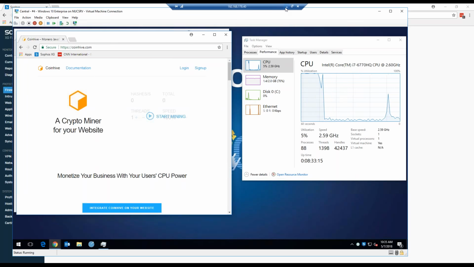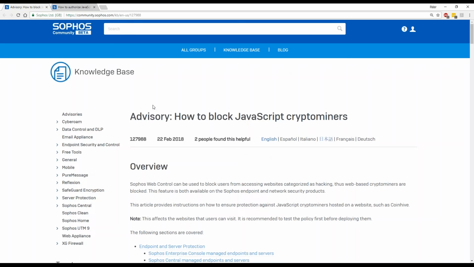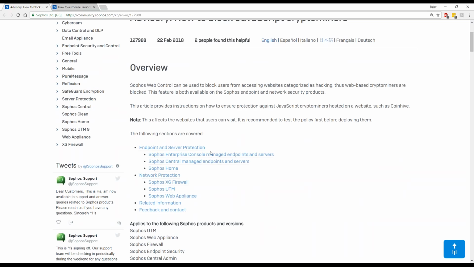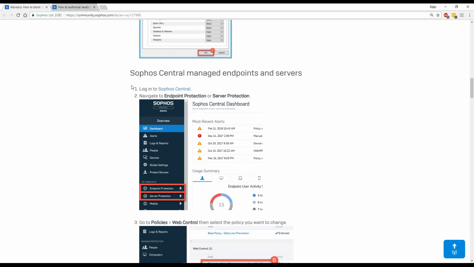And therefore we also have 2 great knowledge base articles I can show you here. So one knowledge base article is the 127988. You will have a reference to all the links and also the recording of this webinar later on in a follow-up email. So in this KBA, we have the description of how to block JavaScript crypto miners for all our products, so endpoint and server protection, but also for network protection. And we can just take a look at Sophos Central, how this will work. So it's really step by step, really, really easy.